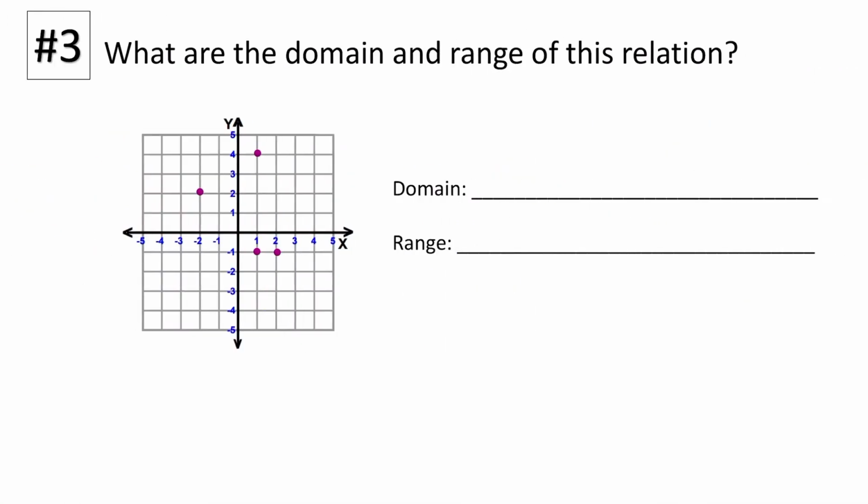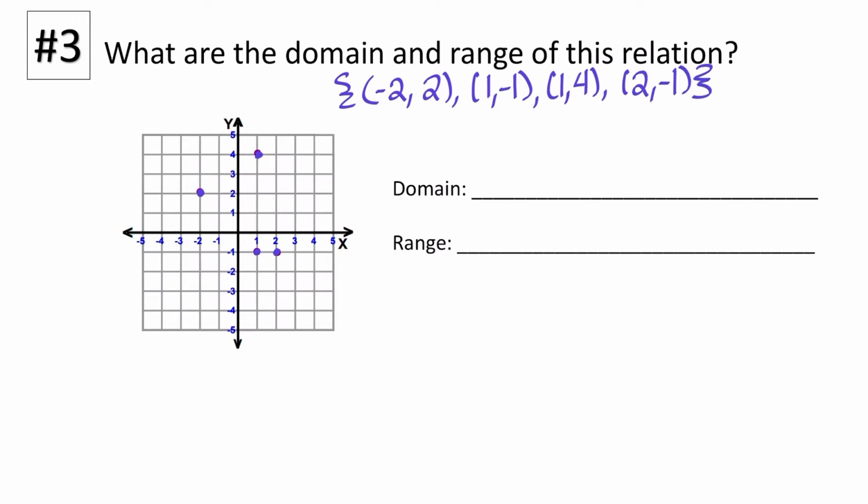So now we want to find the domain and range of this relation, and we're given a set of points on a coordinate plane. So it's really helpful sometimes, I think, to list out the coordinate points just so that you know all of the X and Y values. So this first point right here has the point -2, 2. This next point has the coordinates 1, -1. Then we have this point, which is 1, 4. And now finally we have this point, 2, -1.